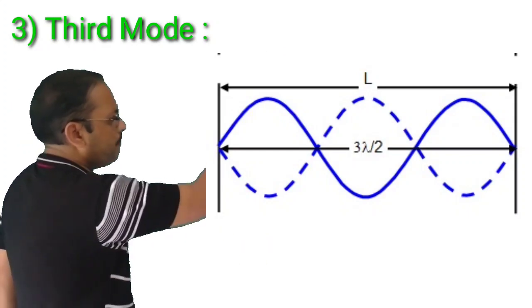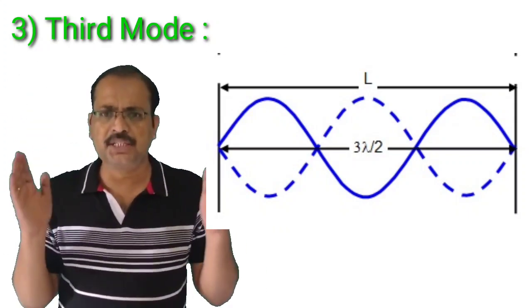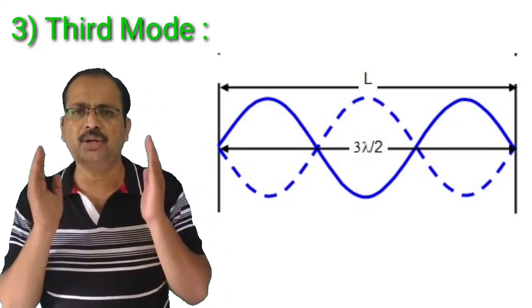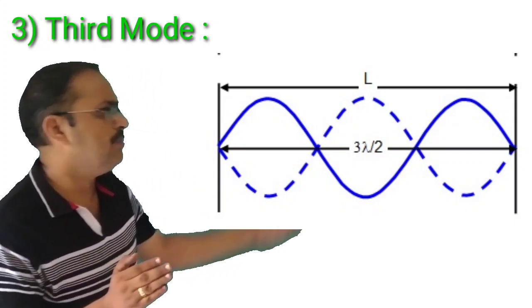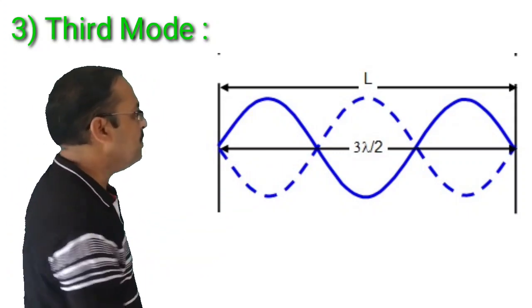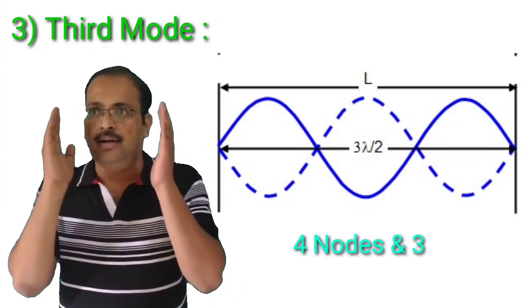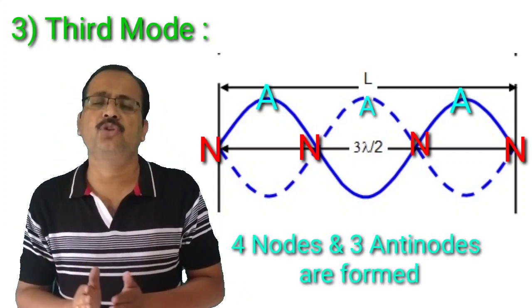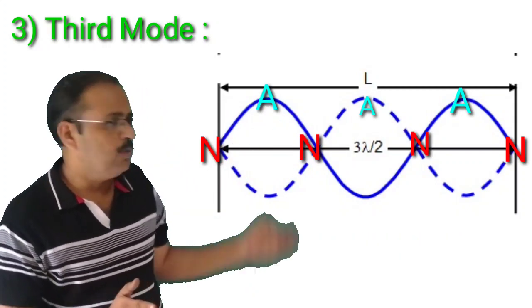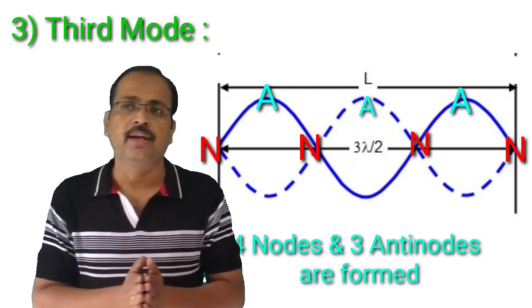Now the third mode. The third mode is as shown in the figure. There are three loops formed. If we pluck the string at some point and three loops are formed, this is called the third mode of vibration. In this mode, 4 nodes and 3 antinodes are formed.